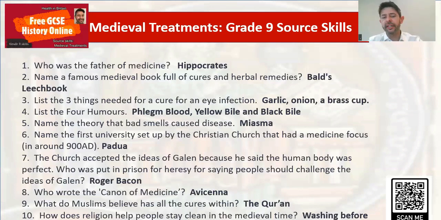And how does religion help people stay clean in medieval times? So washing helps them not get infected. Do a public health thing as well, perhaps. Washing before prayer. You've got wudu for Muslim people, and obviously monks in the Christian world would have washed themselves as well.